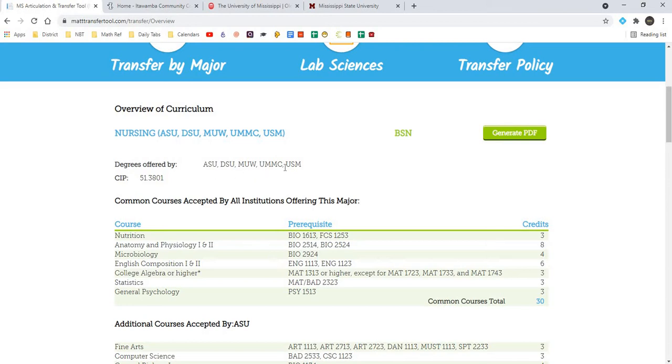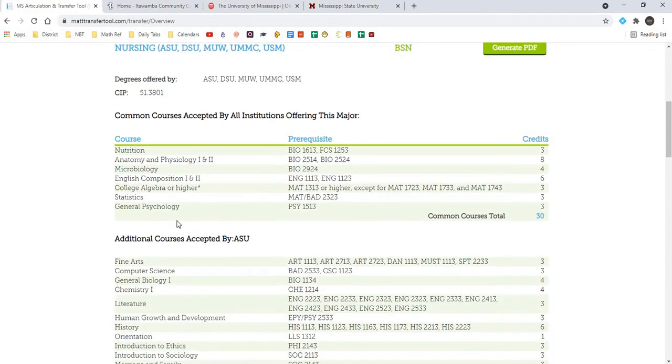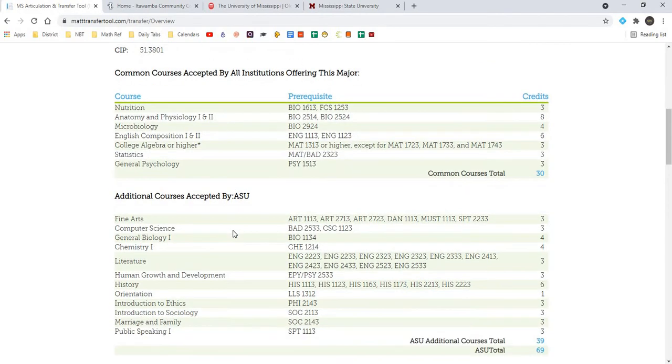So these degrees are offered, you can see at the top, by these colleges. So you have your common courses that you can see that all of the colleges take these, and then it shows you additional courses accepted by each.